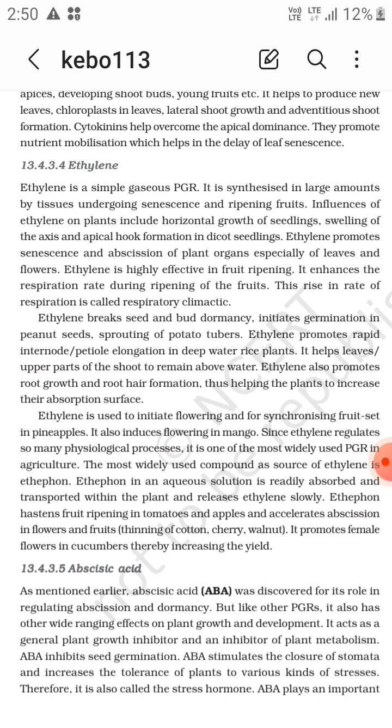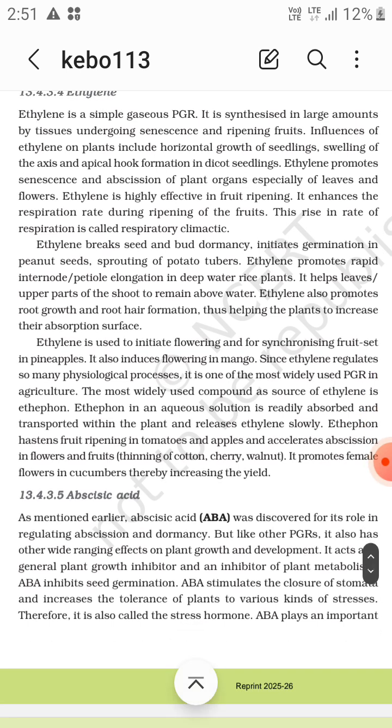Now ethylene promotes rapid internode and petiole elongation in deep water rice plants, so that it helps leaves or upper parts of the shoot to remain above the water. Ethylene also promotes root growth and root hair formation, thus helping the plants to increase their absorption surface. Ethylene is used to initiate flowering and for synchronizing fruit set in pineapples.